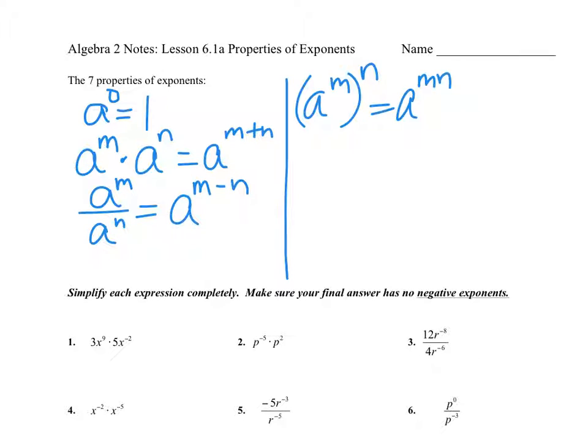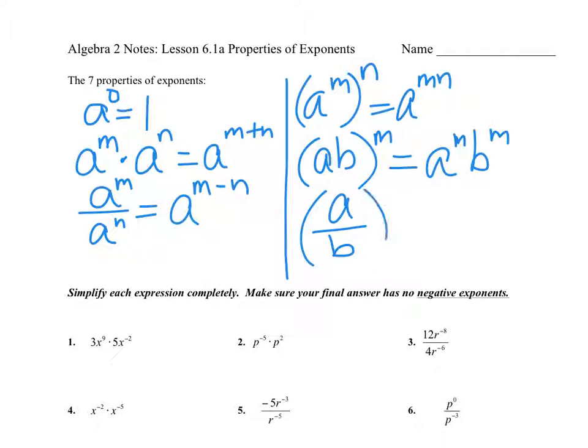You're fine. All right, now if you have a product, a times b, and this is raised to the m power, then it's kind of like a distributive property where they're both raised to the m, so you get a to the m and b to the m. And that's true for numbers too, not just variables. And that same property works when you have the quotient, a over b, raised to the m power. So that would be a to the m over b to the m.